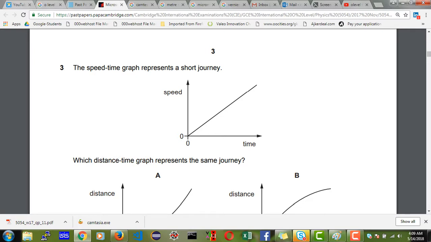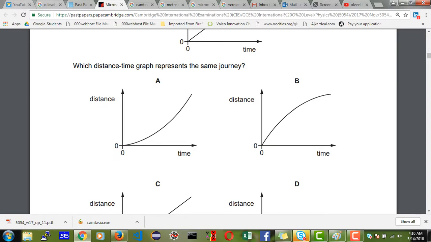Now the distance is measured either by multiplying velocity into time, or speed into time, or by the area under the speed time graph. So if we calculate the area, we see that the area is increasing. For example, if we take this triangle, then this triangle, we see that the area is increasing. So as a result, the distance will also increase with time. So we need to find a graph that gives us the same look.